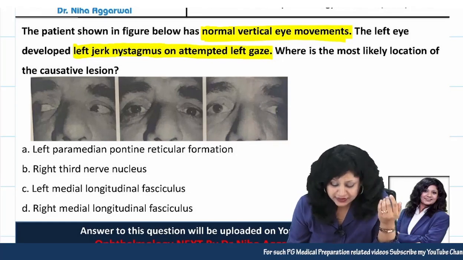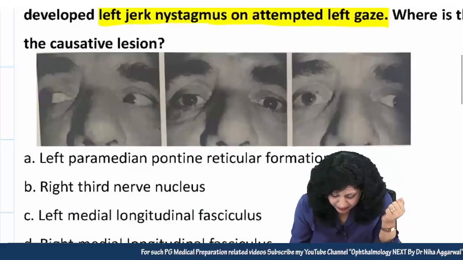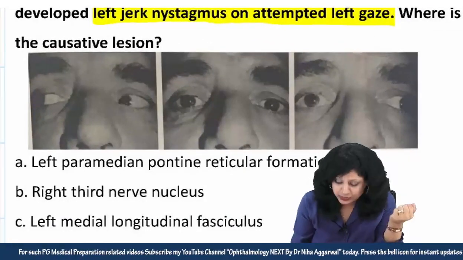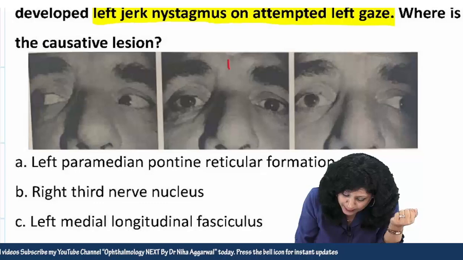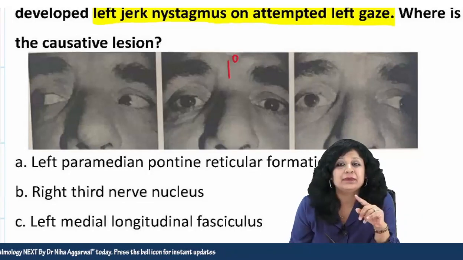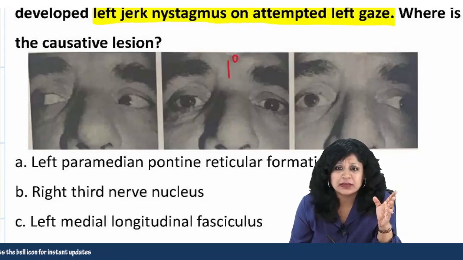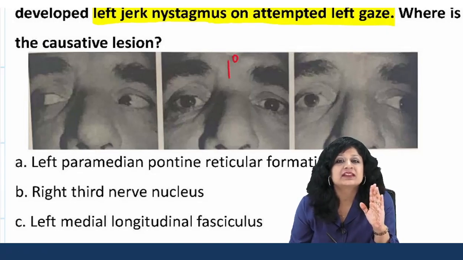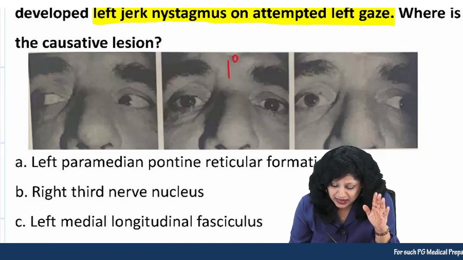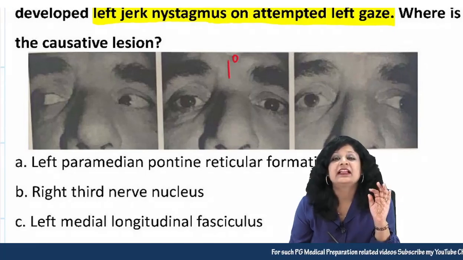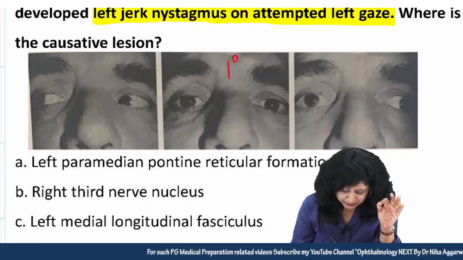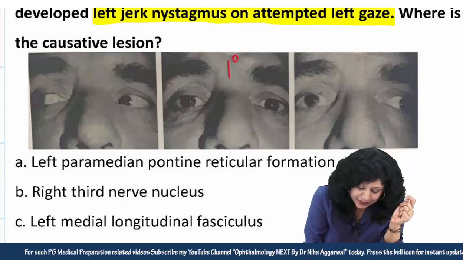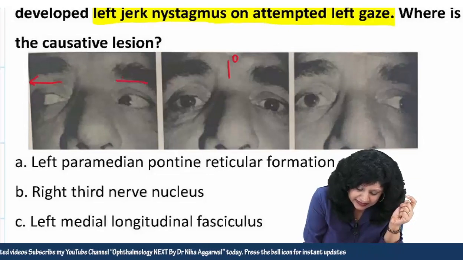So let us first try to see. They have given you 3 gazes. So this one is your primary gaze. In the primary gaze, nothing seems to be abnormal, right? Both the eyes are in the primary gaze looking straight ahead. Now what they are saying is that the left gaze is showing a problem. Look at the picture here. The right gaze is normal.